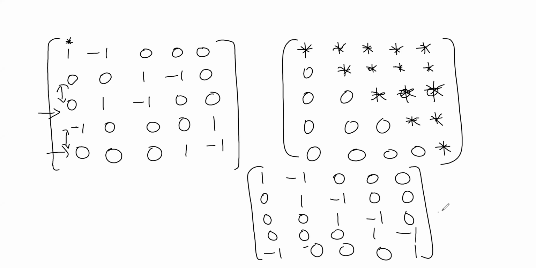Now up to 4 rows it is in echelon form. The only thing is you have to make this element 0. How can we make this element 0? Anybody? What operation can we apply to make the first element of the fifth row 0? Add 1, sir. You have to make that 0 with R5 equals R5.